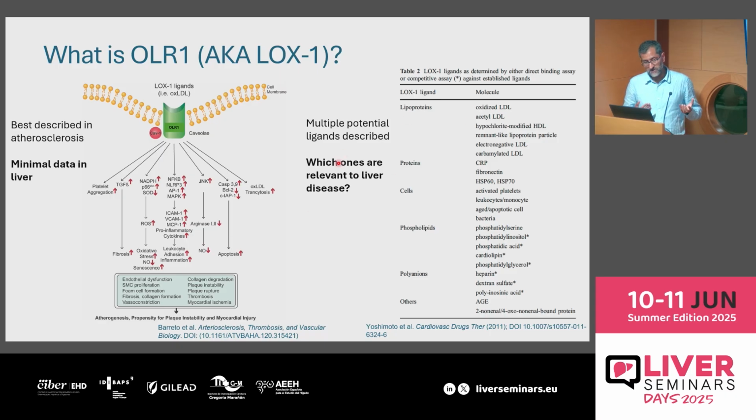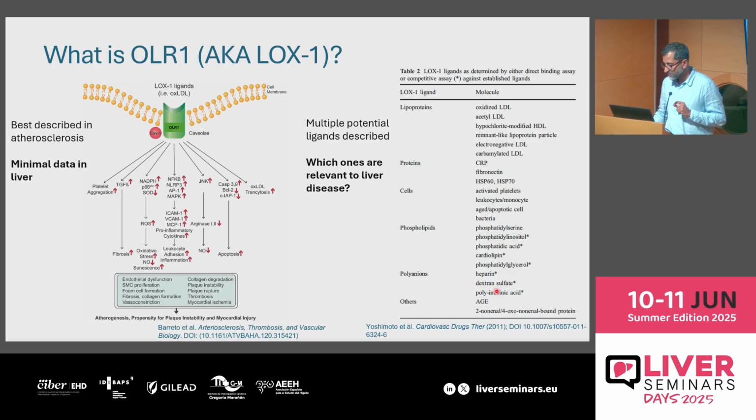The other question is, what are the ligands? Oxidized LDLs or lipoproteins probably do have a role in liver disease, particularly in MASLD, but there are lots of other potential ligands which might also have relevance. That's something we're working on at the minute, trying to figure out what the potential ligands are in the context of human liver disease.